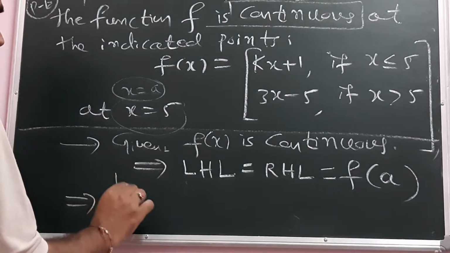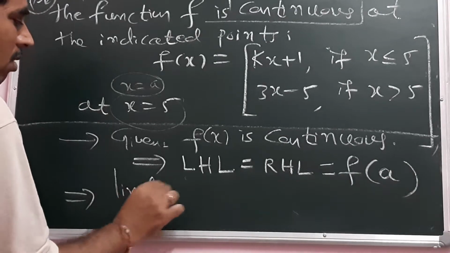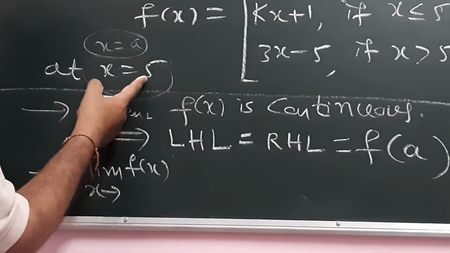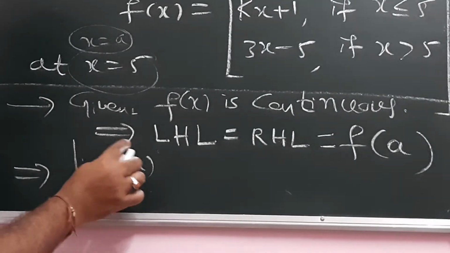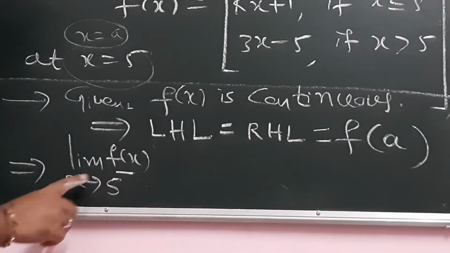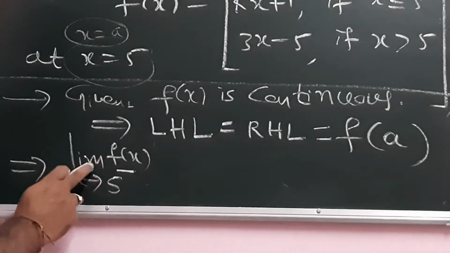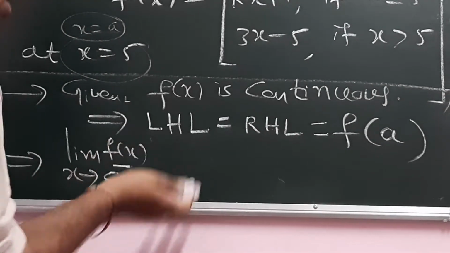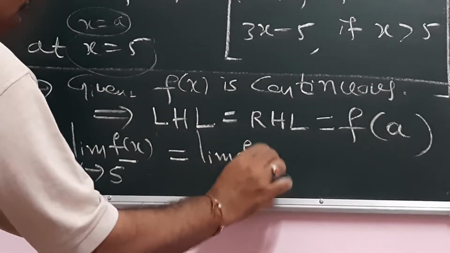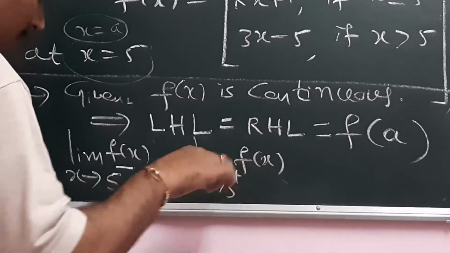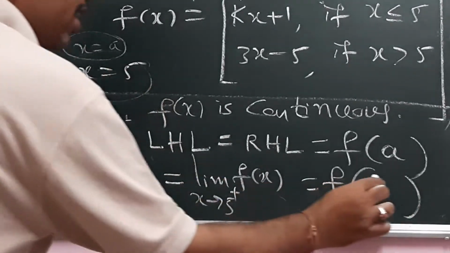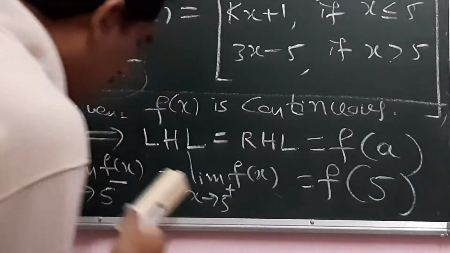So here I will continue here only. Left hand limit means, I will write it here: limit of the function, okay, x tends to, this point 5 is given. We are finding the left hand limit here, so I will write minus here. That means I am going to find the left hand limit here. So limit of f of x as x tends to 5 minus, this is the left hand limit. So let's find it in the next step. It is equal to the right hand limit, that is limit of the function f of x as x tends to 5 plus, is equal to f of a. That means f of, what is my point here? The given point is 5. So f of 5.